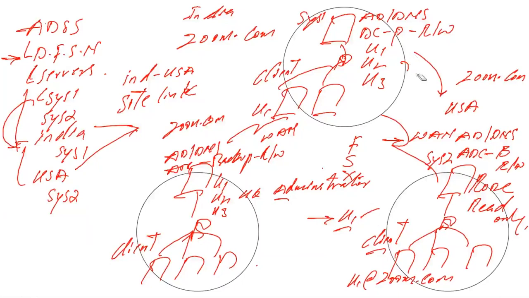"Sir, please change my password, or my password is expired so I want a new password, or my account is locked." So he is updating user one. But tell me, can user one do anything? No. So these changes we have to do in the DC.